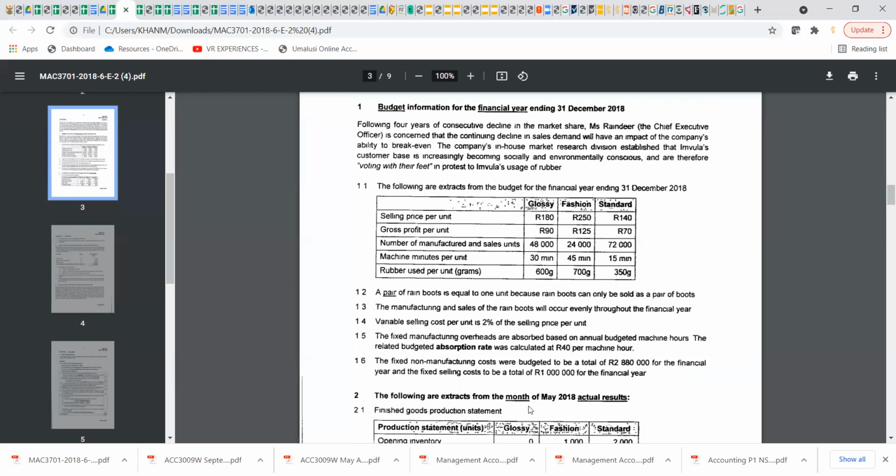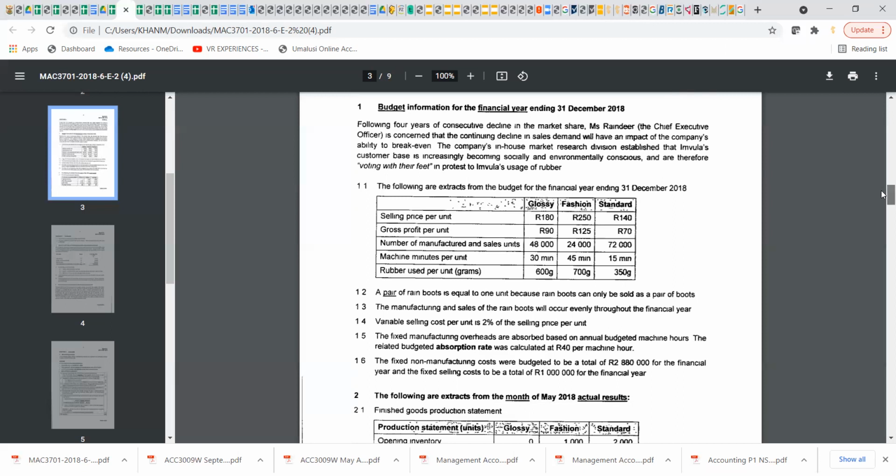Very important. Remember, a unit can be, for example, a 50 kilogram of cement. Like in this case, a unit is 1 pair of boots. Very important because they may give you information relating to 1 boot. But if you work out for 1 unit, then you need to double it because you have 2 boots in 1 unit. So very important to identify what constitutes one unit of a product.